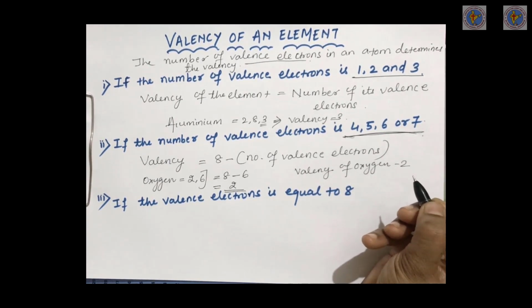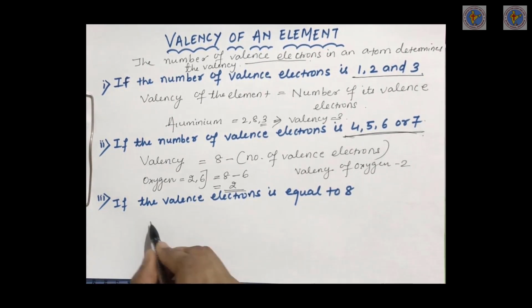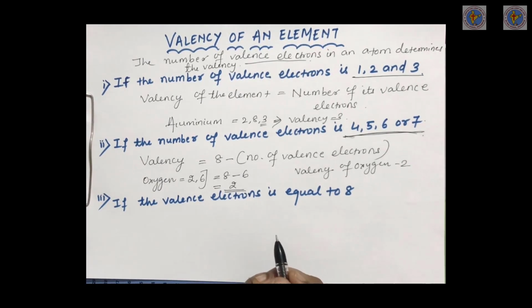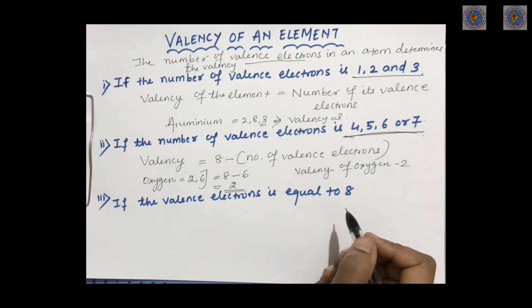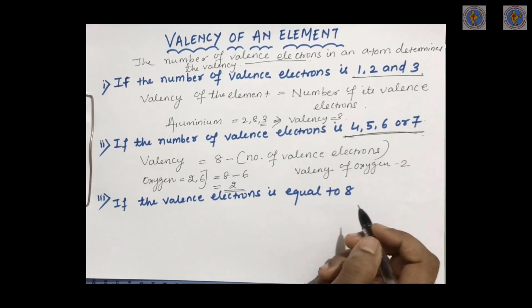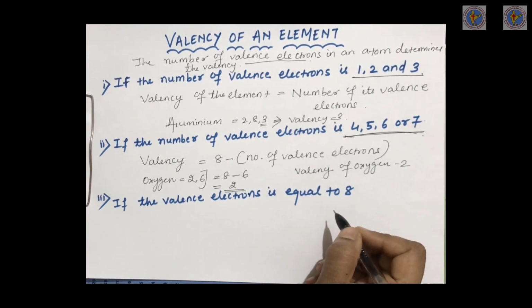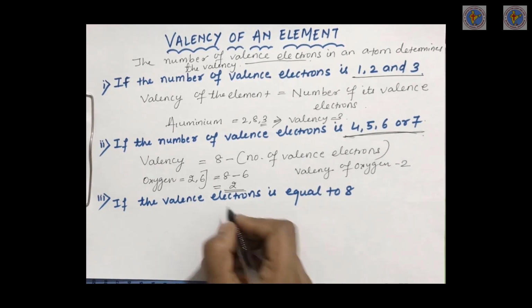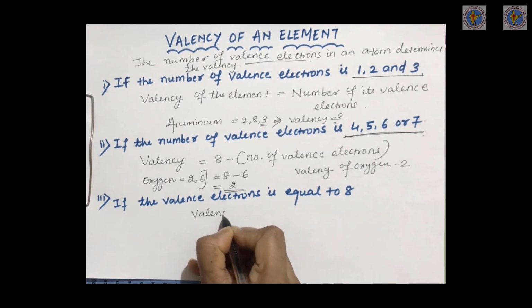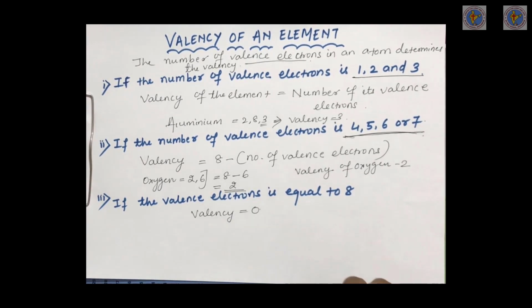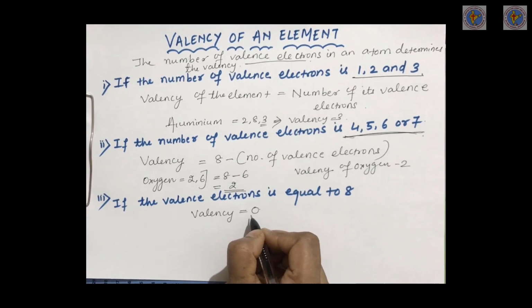Similarly, the third one: if the valence electron is equal to 8, how do we find the valency of the element? Children, if the valence electron is 8, that means they have 8 electrons in the valence shell. That means they possess octet configuration, and they are considered to be stable. So in that case, valency will be equal to 0.